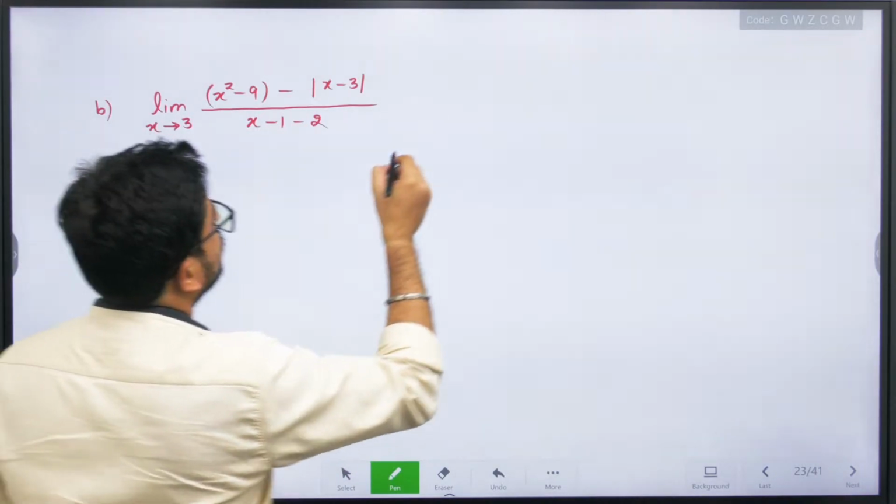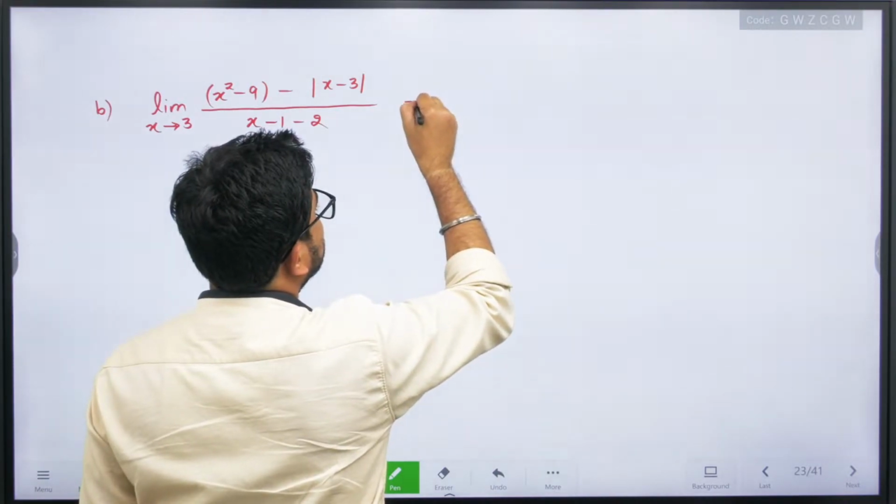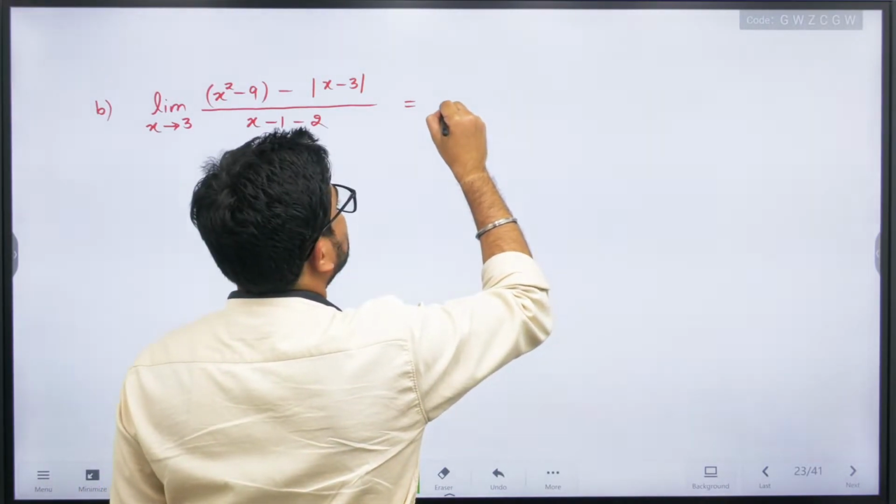Clear? So first of all, if you observe your function here, so you can say this thing is limit x tends to 3.